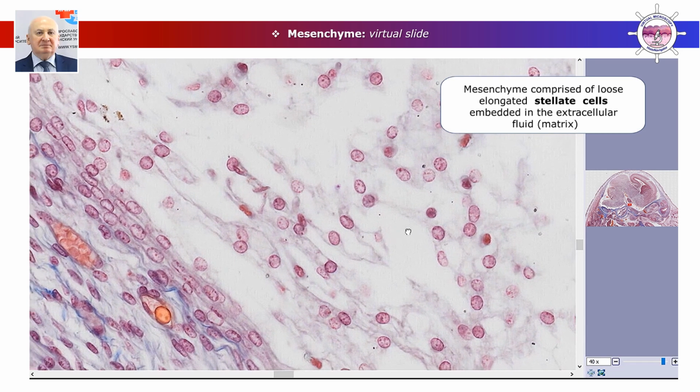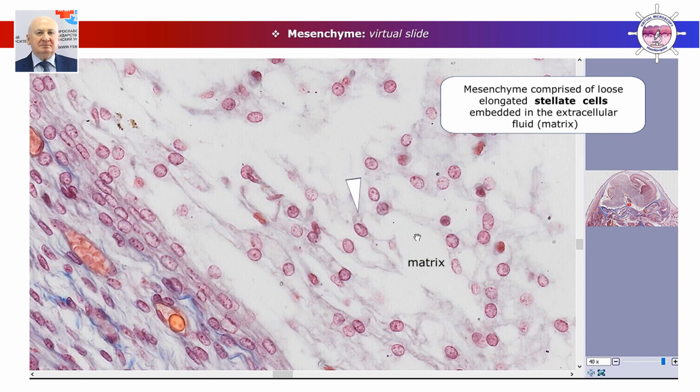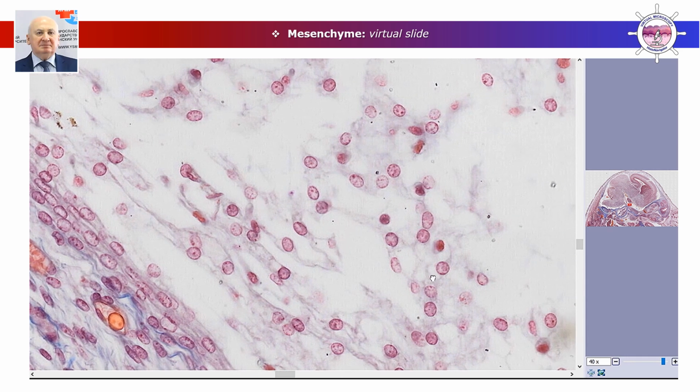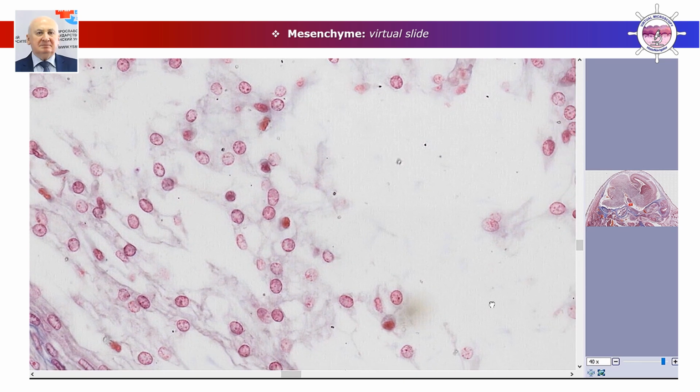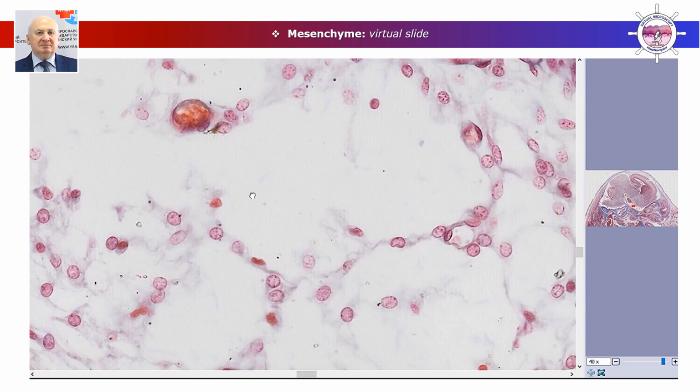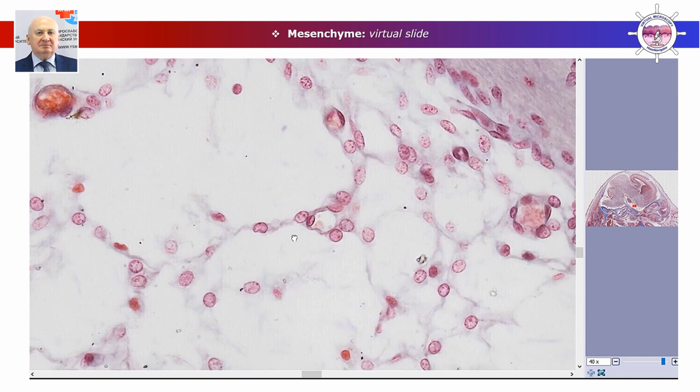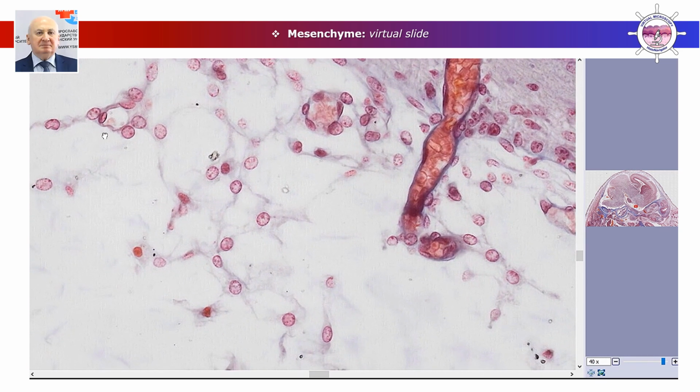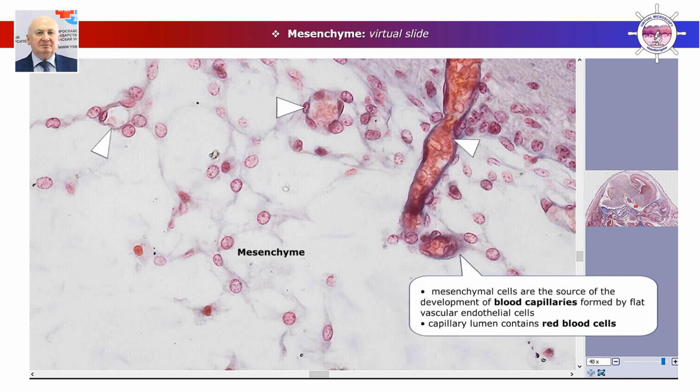Mesenchyme is comprised of loose elongated stellate cells embedded in the extracellular fluid or matrix. Mesenchymal cells are the source of the development of blood capillaries formed by flat vascular endothelial cells. The capillary lumen contains red blood cells.